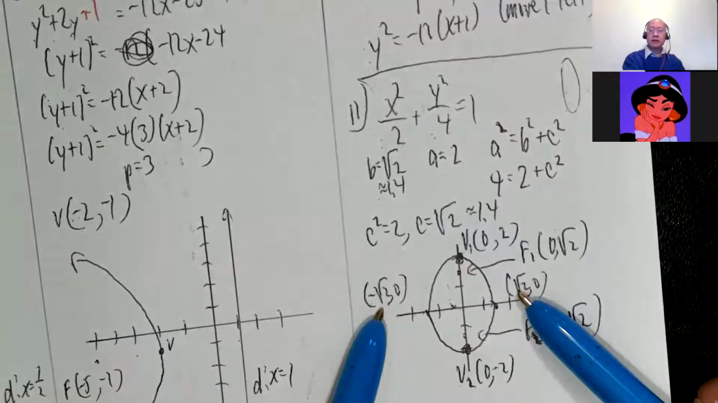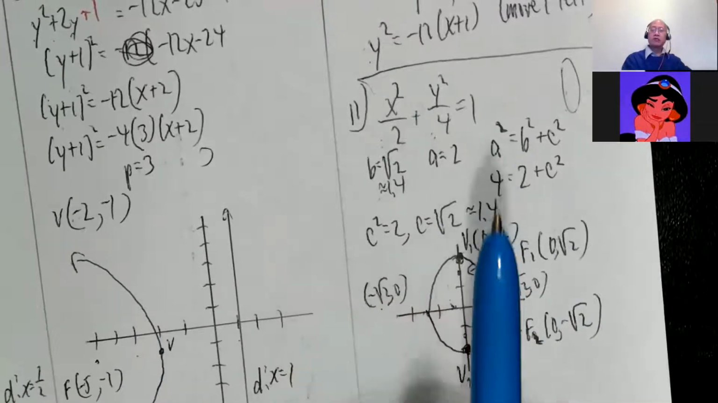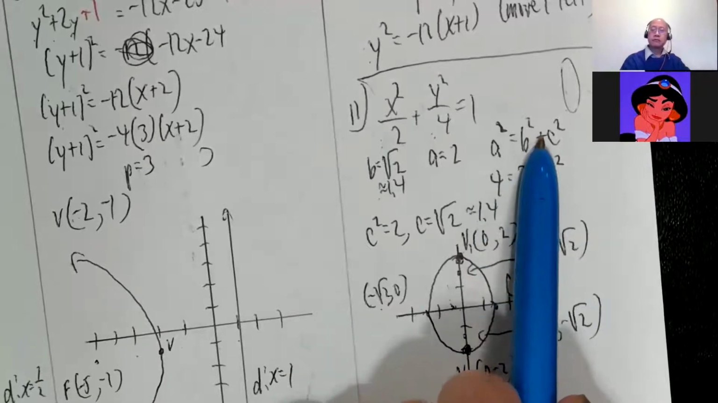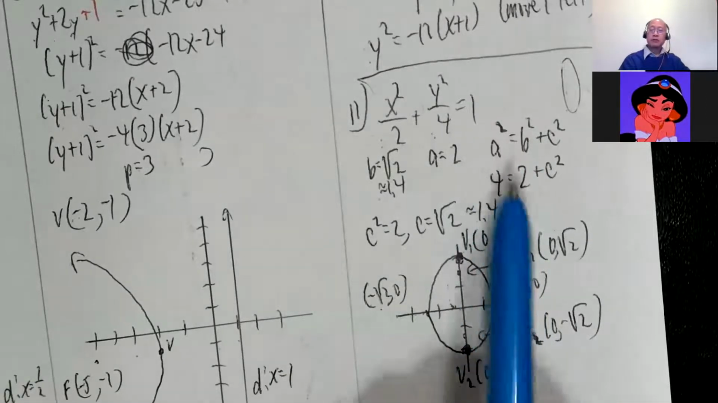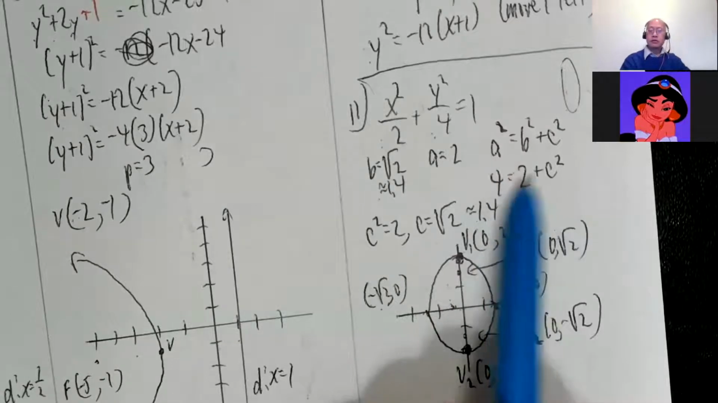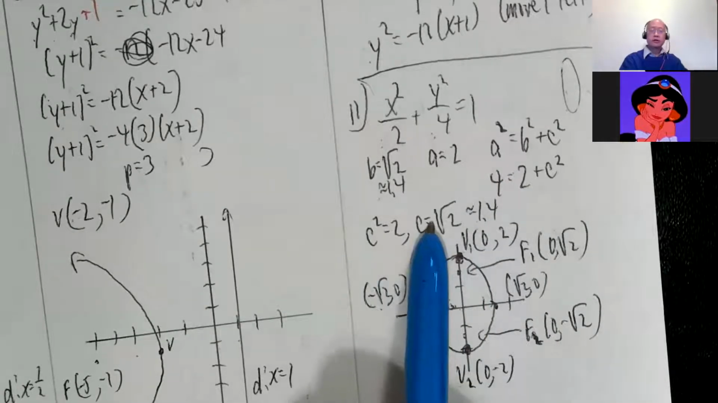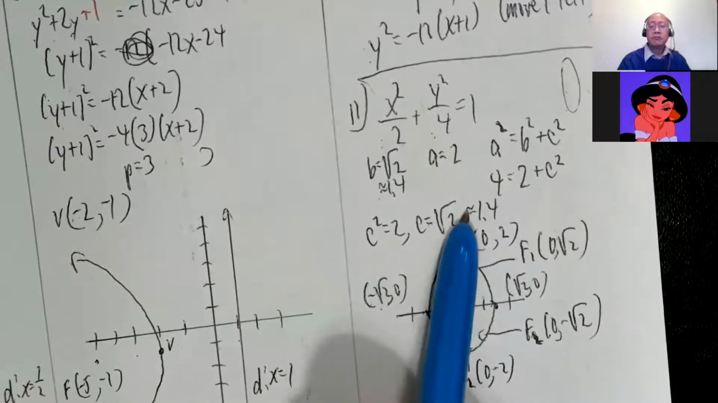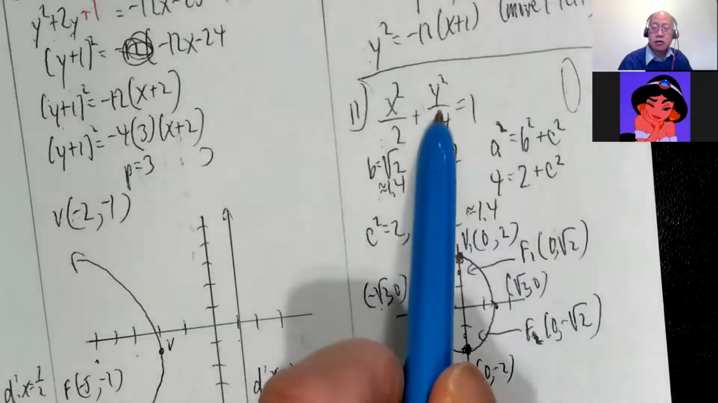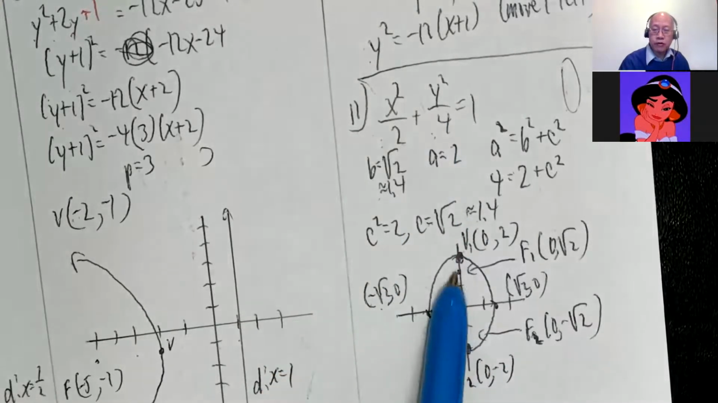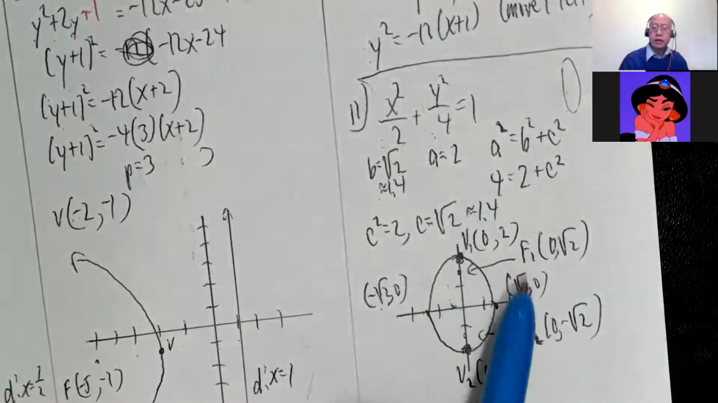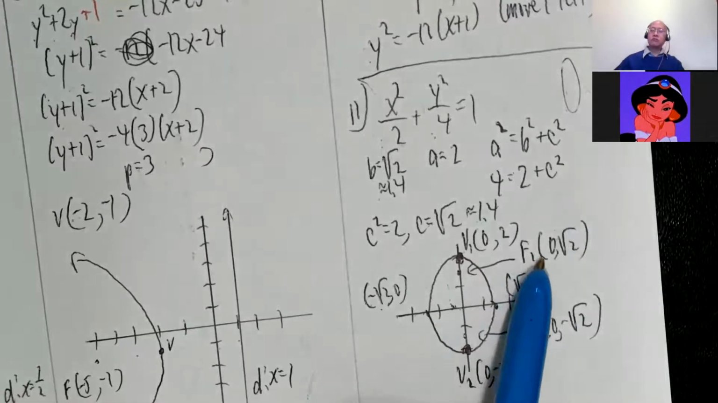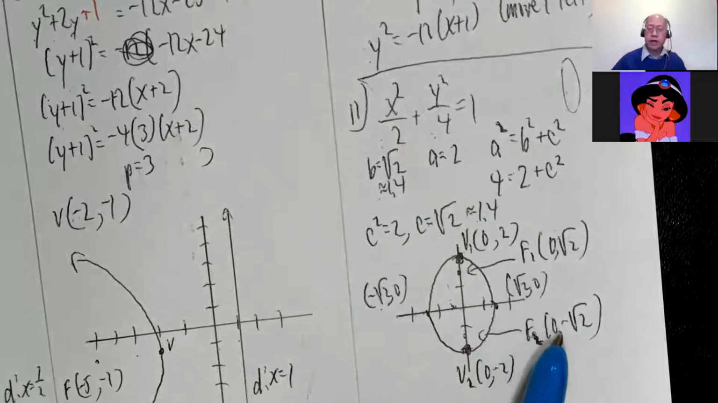And then find the foci. Use a squared equals b squared plus c squared. A squared is 4, b squared is 2, c squared is 2, therefore c is radical 2. Don't need plus or minus. So that's also about 1.4. So along the major axis, which in this case is vertical, I go about 1.4 up, 1.4 down. Okay, so here are my two foci. F1 is 0, radical 2, and F2 is 0, negative radical 2. So here is my first example of an ellipse.